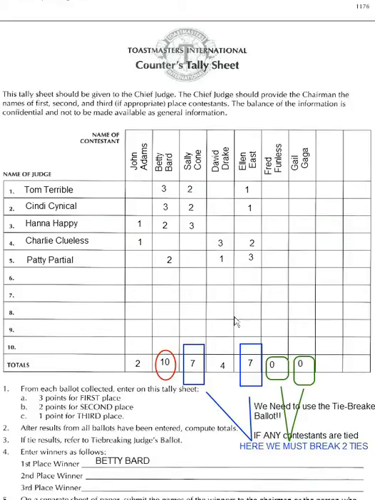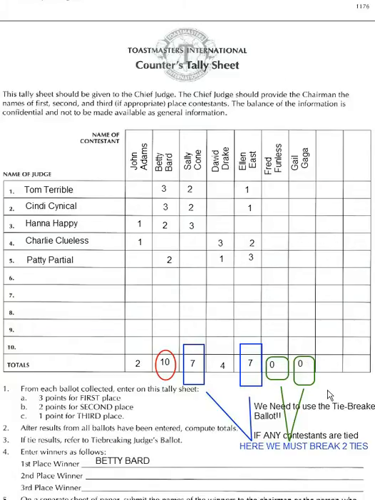As we look for second place, we discover there is a tie for 7 points between Sally Cohn and Ellen East for second place. There's also another tie. 2 contestants, Fred Funless and Gail Gaga, each received 0 votes, so they're tied.